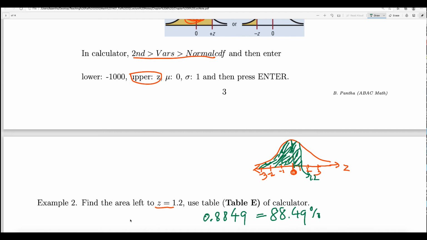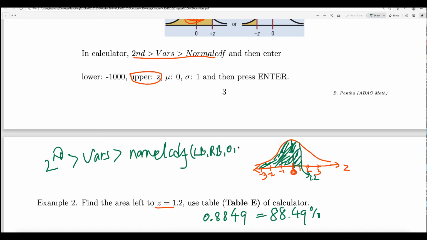Again, if you are using the TI-83 calculator, you need to go to second and then vars, right? And then you do normal CDF. After you pick normal CDF, your calculator starts with the parenthesis, and then you enter left bound, right bound, and then 0 and then 1, right? Because it is the Z distribution. So in this case, normal CDF: left bound is -10 to the 10, right bound is 1.2, and then 0 and then 1 for the mean and standard deviation. If you do that, you will get that number.